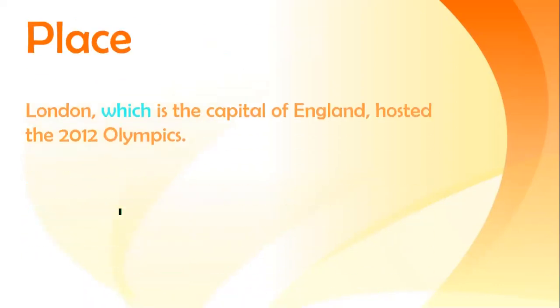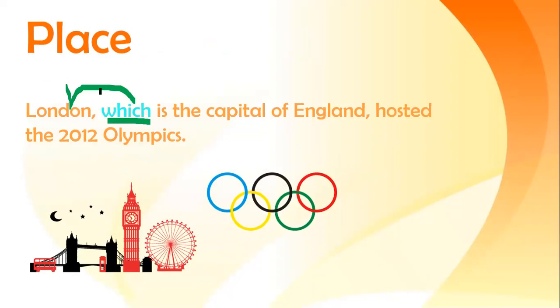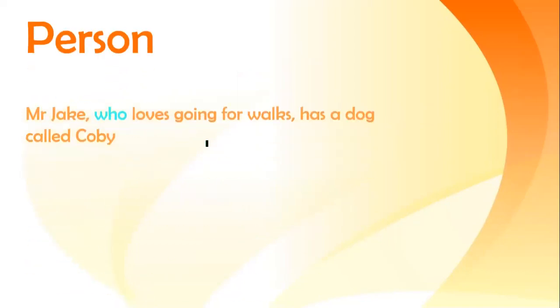Place. London, which is the capital of England, hosted the 2012 Olympics. Now here, which is a relative pronoun, is talking about this place, London. And it is giving us more information that it is the place which hosted the Olympics. So which here is performing the function of a relative pronoun.